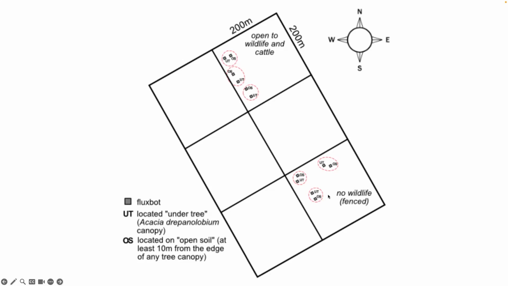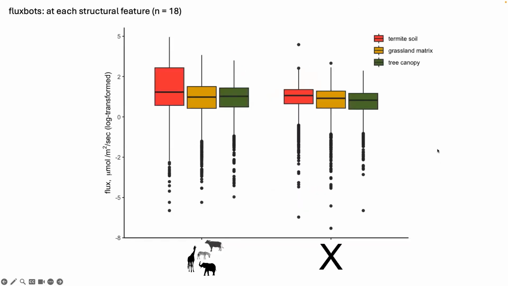This map doesn't actually show the termite mound locations, but each red circle encompasses a triplet group. So one on a termite mound, one under a tree canopy, and one on open soil. These data are from that deployment, which took place for 2 months over August and September in 2019. And you can see that there's still generally higher fluxes on the termite mounds in pink compared to on the tree canopies in green or in the open soil patches in yellow.